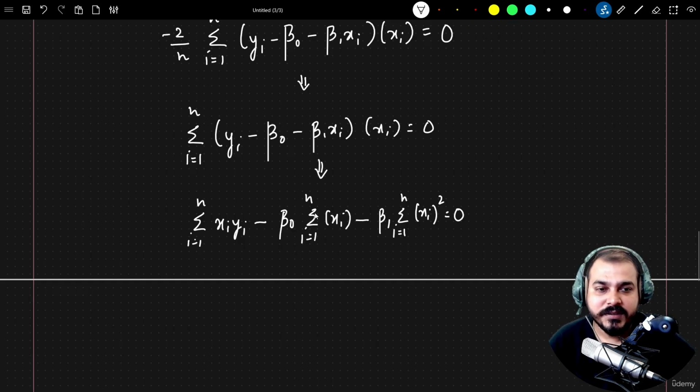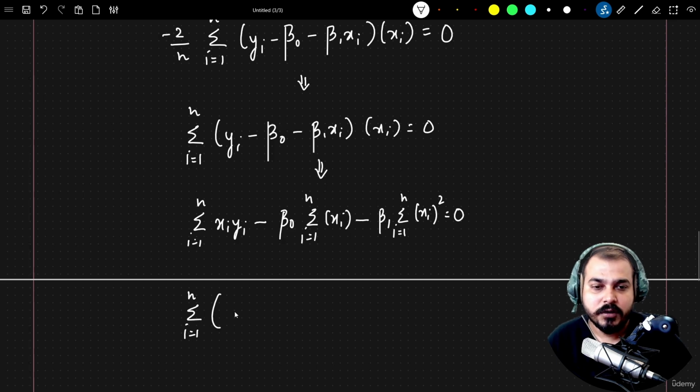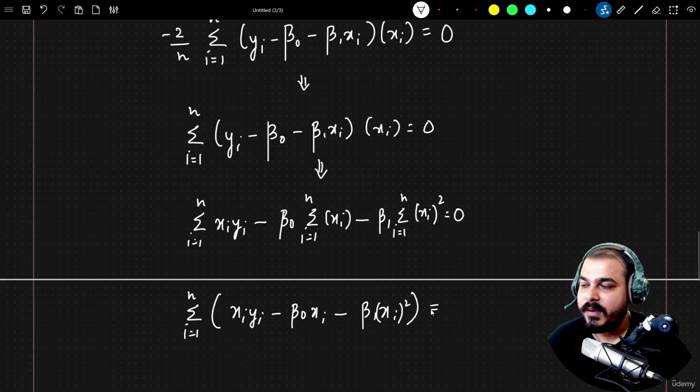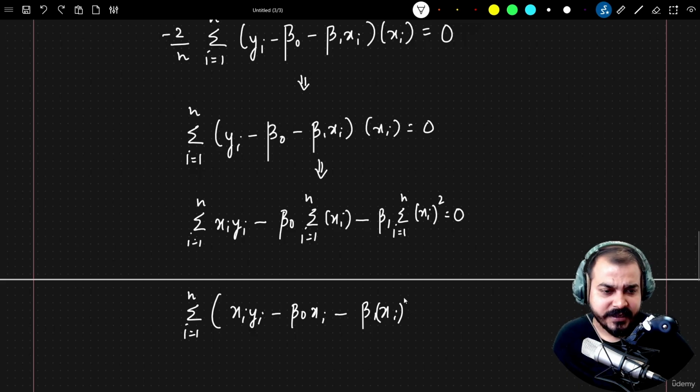Now one common thing that you see is summation of i equals 1 to n. So what I can do, I can take it as summation of i equals 1 to n, then this will become x of i, y of i, and this will be beta 0 times x of i, and this will be beta 1 into x of i whole square, right? And this will be basically equal to 0, right?